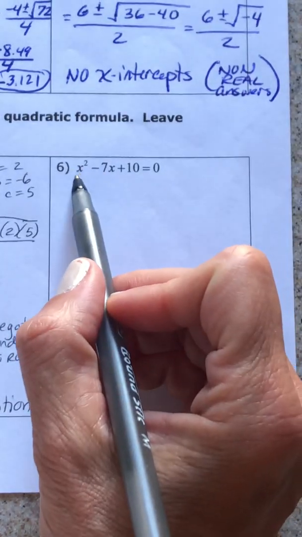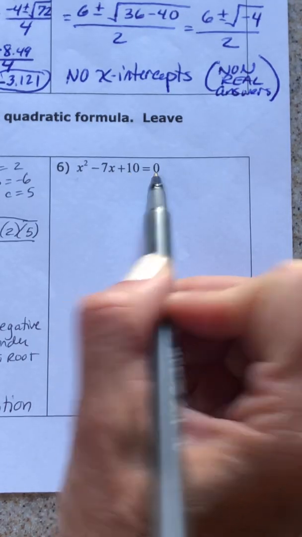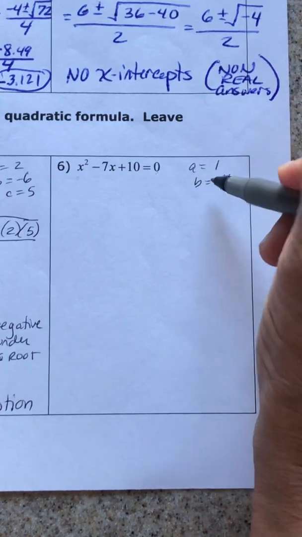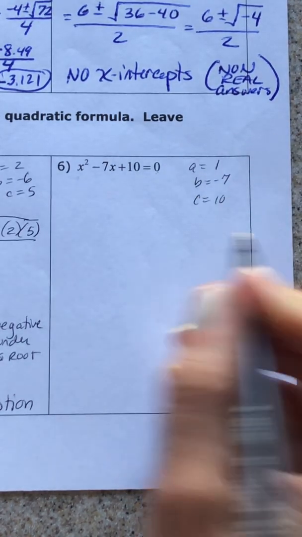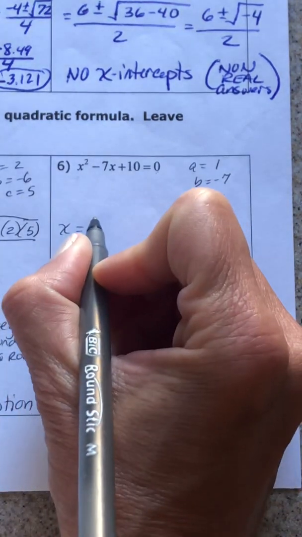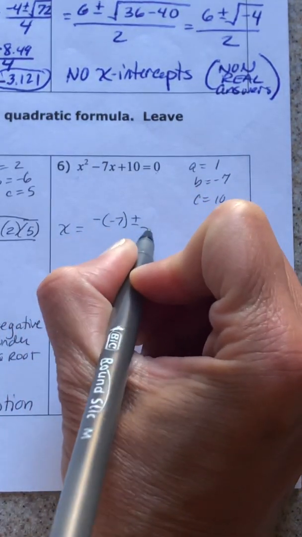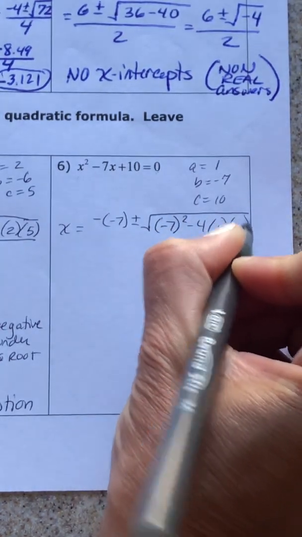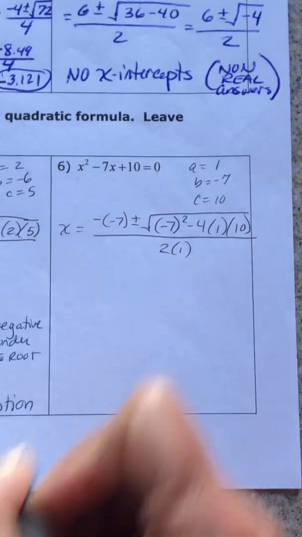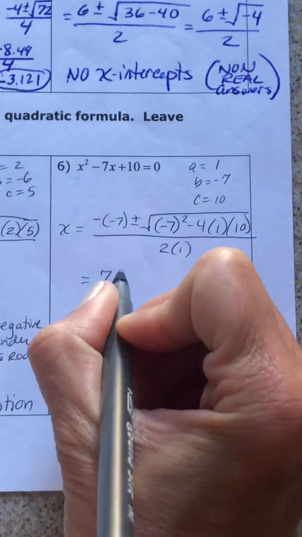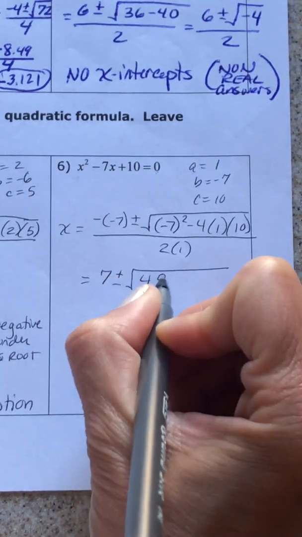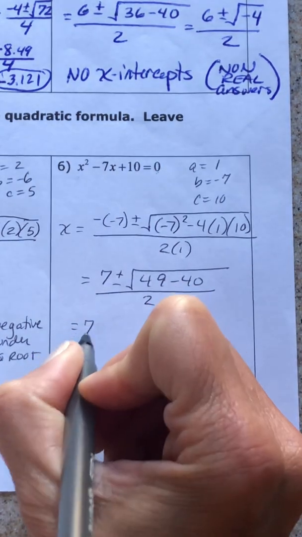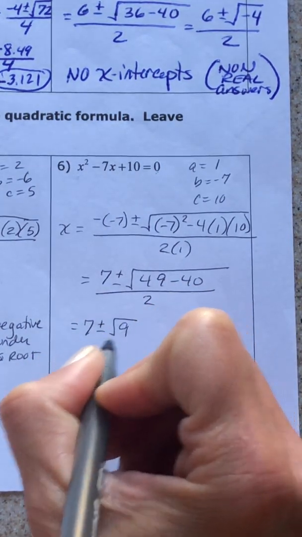Next one, I have this in quadratic formula is equal to 0, so I'm ready to pick out the a, pick out the b, pick out the c, and then go ahead and plug it in. X equals opposite b plus or minus the square root b squared minus 4ac all over 2a. And simplify. 7, 49 minus 40 underneath the square root is 7 plus or minus 9 over 2.